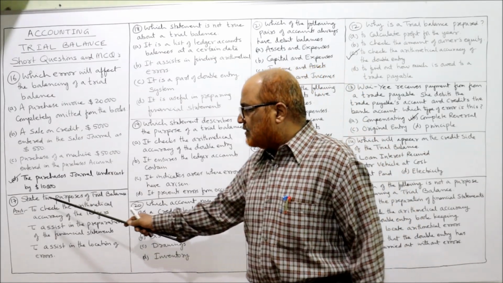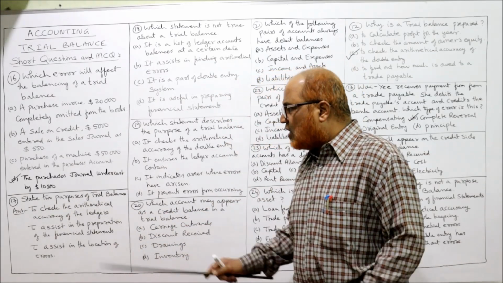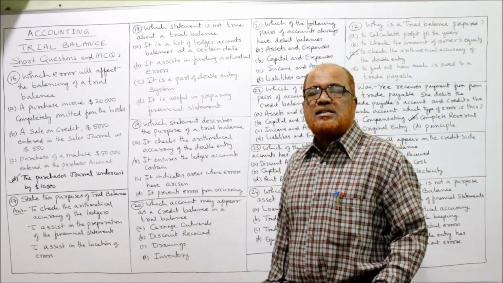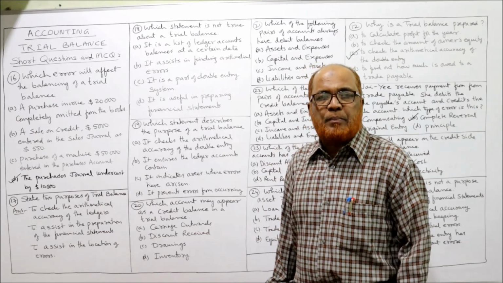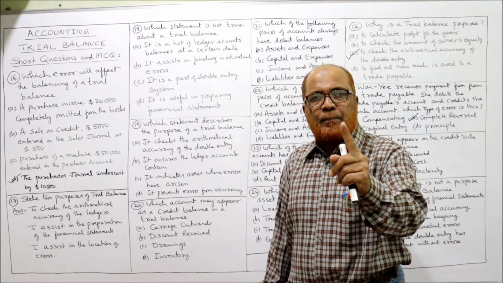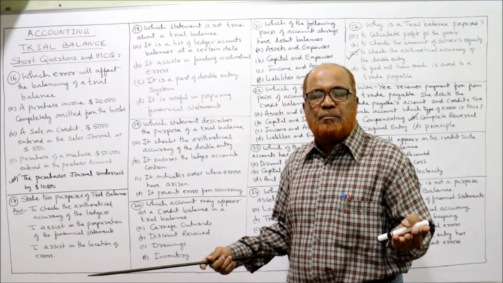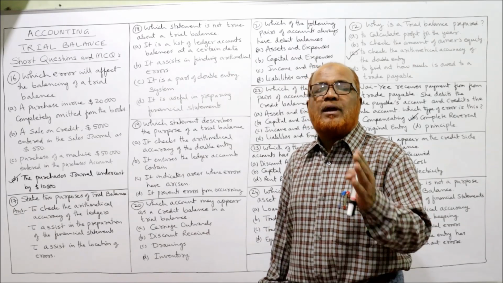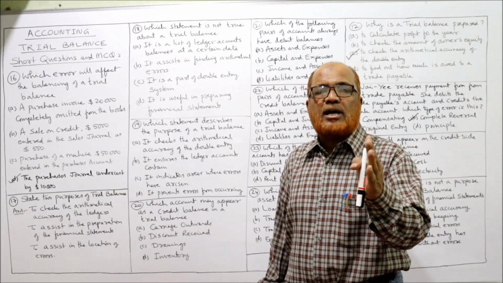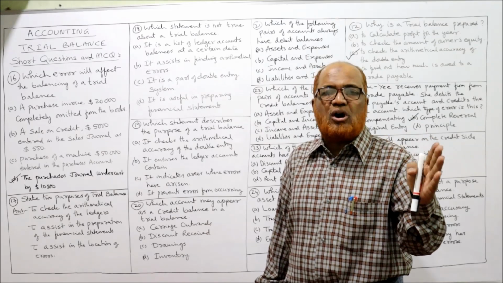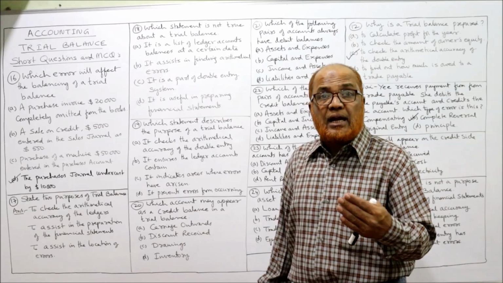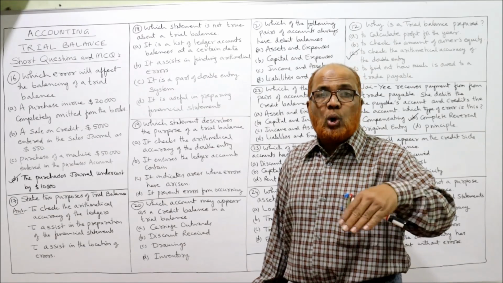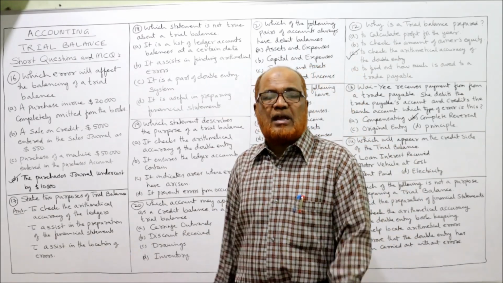Now, 17th, state 2 purposes of trial balance. It is asking you to give 2 reasons why trial balance is prepared. The first purpose, already we know it, many times I have discussed, trial balance is prepared to check the arithmetical accuracy of the books of accounts. The first purpose. Second, to locate the errors. To locate the errors, we make the trial balance.